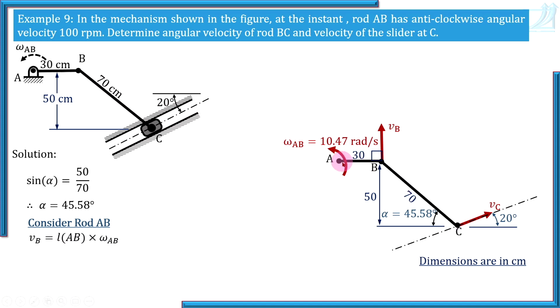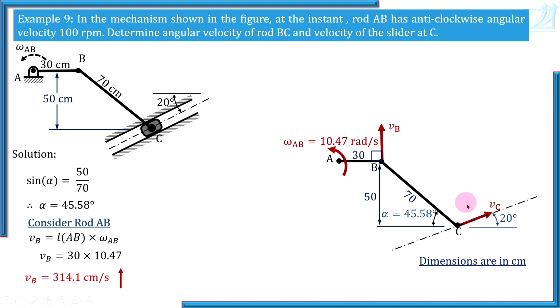So that is why considering rod AB, what you are going to do? Of course you are going to find velocity of the common point. So VB is equal to length AB into omega AB. So put the values and you have found out VB, 314.1 centimeters per second. Direction we already know, upwards. Now since velocity of one point on rod BC is known, you can consider rod BC.